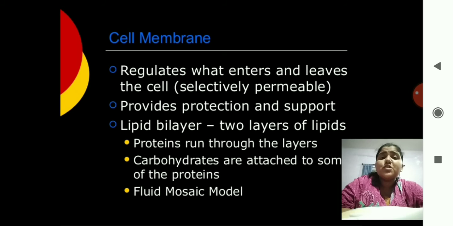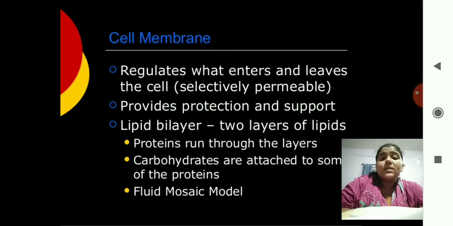Next, what is the function of the cell membrane? The cell membrane regulates what enters and leaves the cell, that is, it is selectively permeable. It allows the materials which are safe for the cell. Then it provides protection and support. Then there is a lipid layer. Lipid means fat. Two layers of lipids are present.